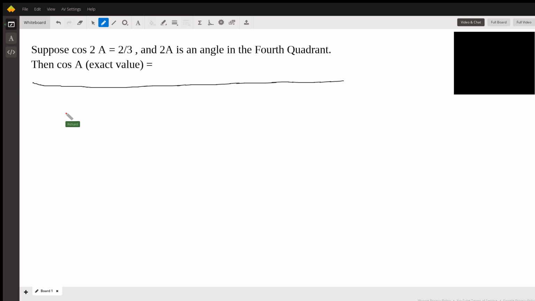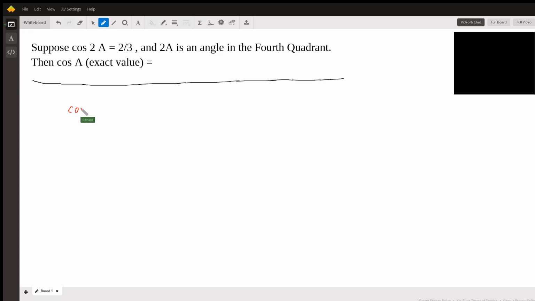So our formula says the cosine of u over 2 is equal to plus or minus the square root of 1 plus the cosine of u, all over 2. Okay, so let's go ahead and use this formula.